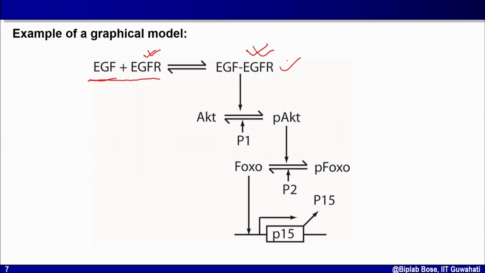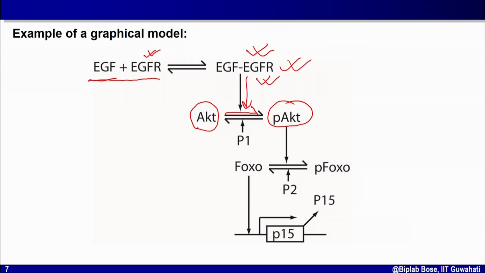Once this complex has been formed, it triggers multiple processes. We have not shown all these processes. What happens after the activation of these processes is that AKT, which is a kinase, gets phosphorylated. Rather than showing all the processes involved, I have just shown an arrow. Here AKT is the substrate which becomes phosphorylated to PAKT, whereas this EGF-EGFR complex is actually controlling this process.